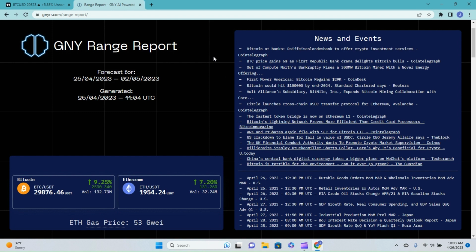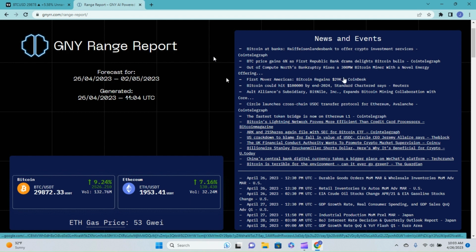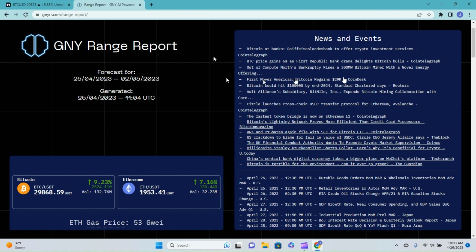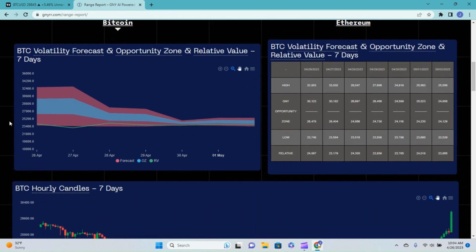First Mover America, Bitcoin regains 29,000. That's old news, man. We're at 30K, son. Bitcoin could hit 100,000 by end of 2024, Standard Chartered says. And we're going to keep on moving. Bitcoin price ticker at the time of recording shows $29,835.